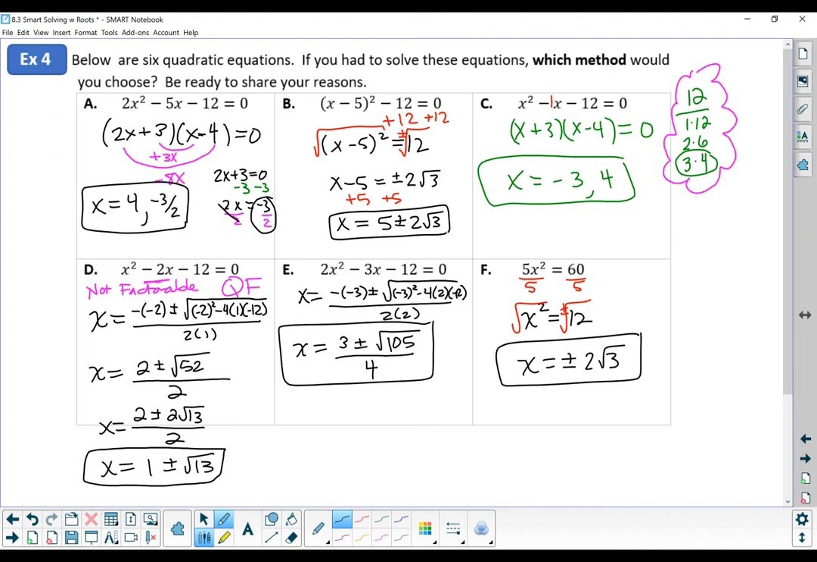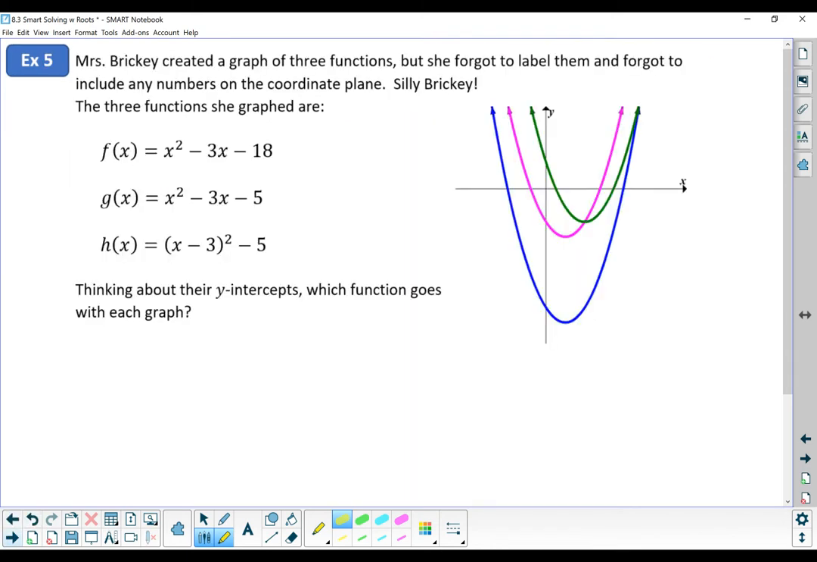So each of these equations had two solutions. If your function is in standard form, you can try factoring it. If factoring isn't working, try the quadratic formula. If you have something that looks like it's in vertex form or it just has a square and a constant, then you can apply the square root method.